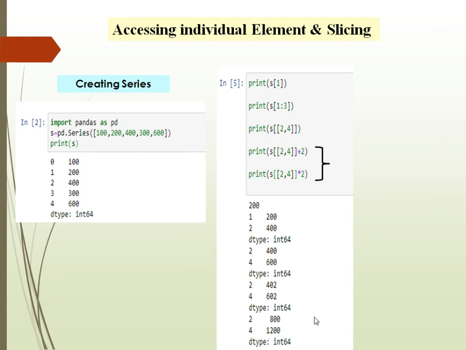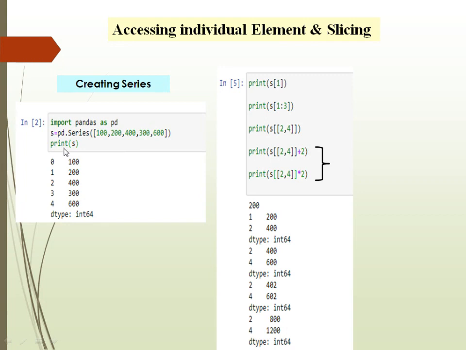So the first thing is accessing individual elements and slicing. You have to access the individual element and learn how to do slicing on series. So this is our series. Import pandas as pd. Every time you open Jupyter, you have to import pandas. pd is the alias name. So s equals pd.Series, and you create a list of elements 100, 200, 400, 300, 600. It doesn't have to be in order, so you can put it in any order.